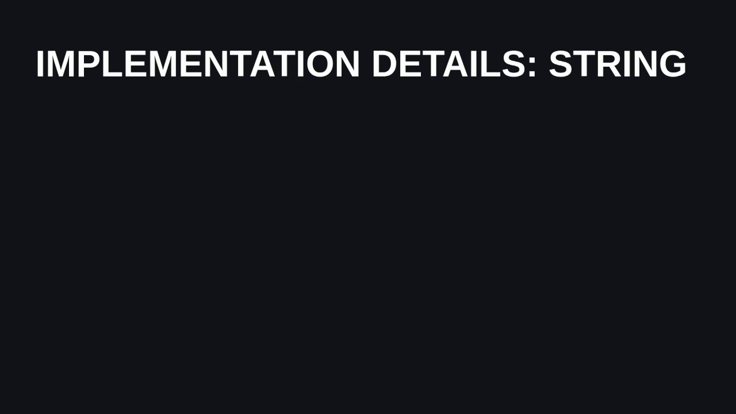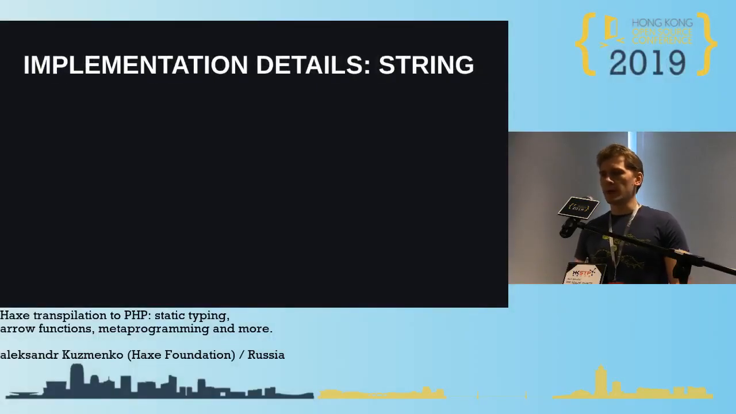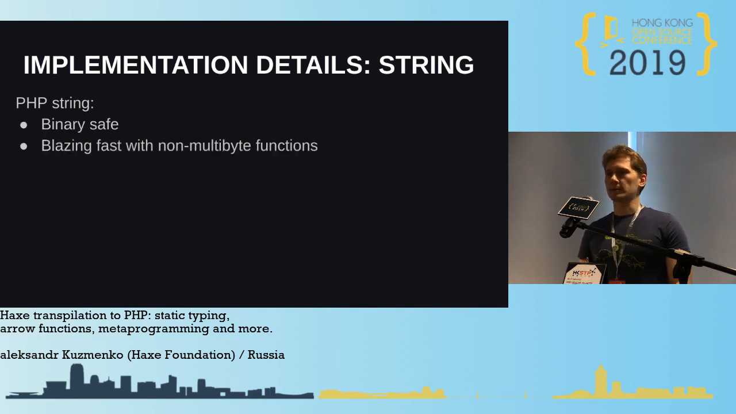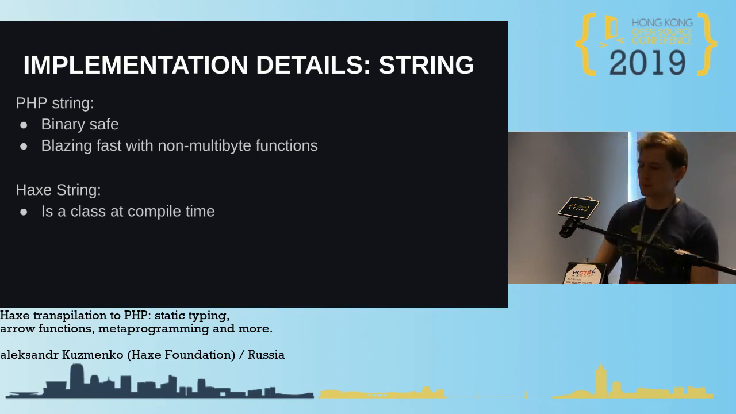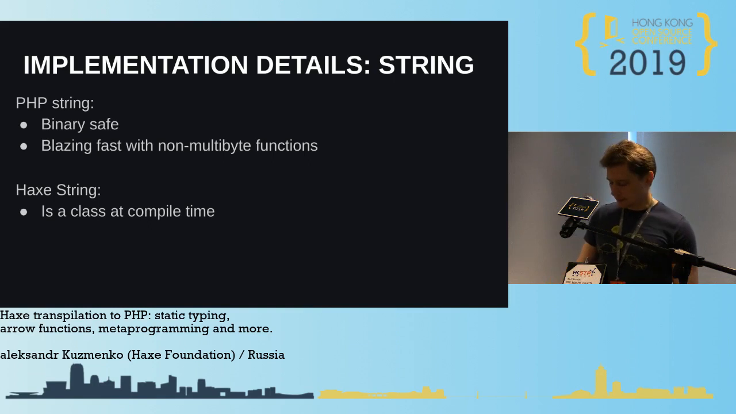The differences may hit you quite hard if you're not aware of them. For example, the string in Haxe is Unicode aware, but in PHP the string is binary safe, and it's also super fast if you don't care about multi-byte characters. Unlike in PHP, in Haxe a string is automatically Unicode aware and it handles multi-byte characters. String is also a class at compile time. So in Haxe code, a string is represented like an instance of a string class, but it is compiled to ordinary PHP string literals.